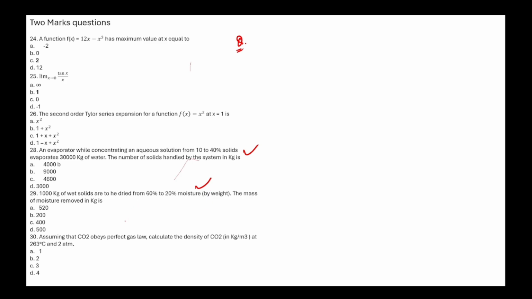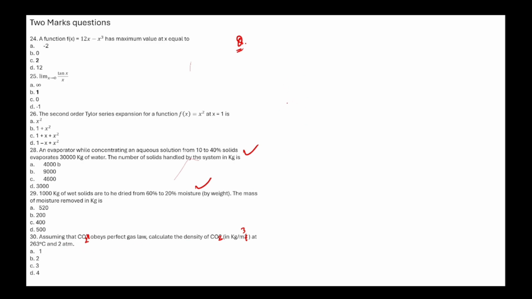Okay, assuming that CO2 always follows the perfect gas law, calculate the density of CO2 in kg per meter cube at 263 degrees Celsius and 2 atm. Okay, so we have to calculate the density.